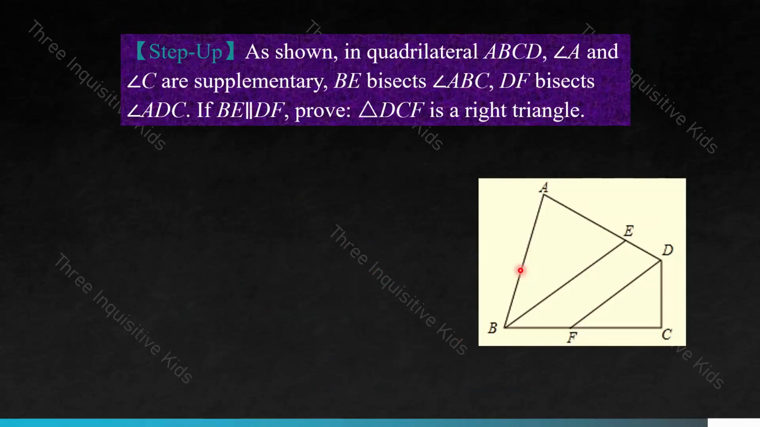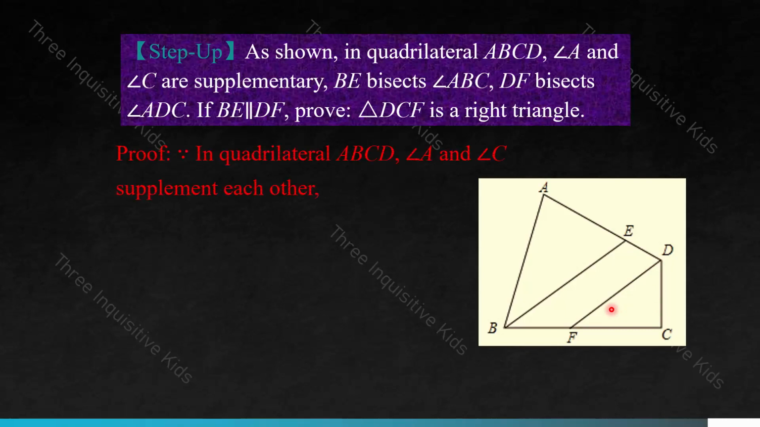Now let's do a step-up problem. Step-ups are usually a bit more challenging. As shown in quadrilateral ABCD, angles A and C are supplementary to each other. Remember, supplementary means added together they form 180 degrees, and also remember that complementary means when they are added together, they form 90 degrees. BE bisects angle ABC and DF bisects angle ADC. So if BE is parallel to DC, prove that DCF is a right triangle.